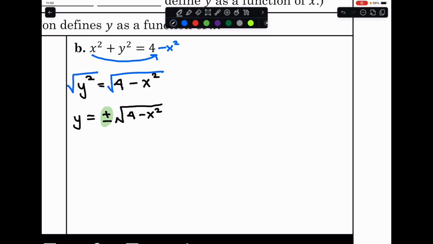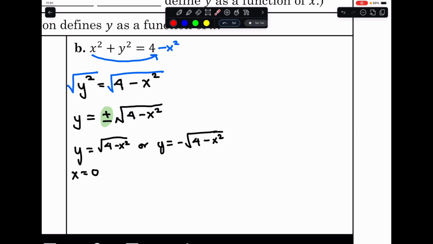So because here y has two possibilities, y can either equal the positive square root of 4 minus x squared, or y can possibly be, I forgot to put the negative sign, the negative square root of 4 minus x squared. You'll notice that this is not going to be a function, because if I plug in, for example, the number 0, if I have x equal to 0, this equation right here on the left is going to give me a y value of positive 2.